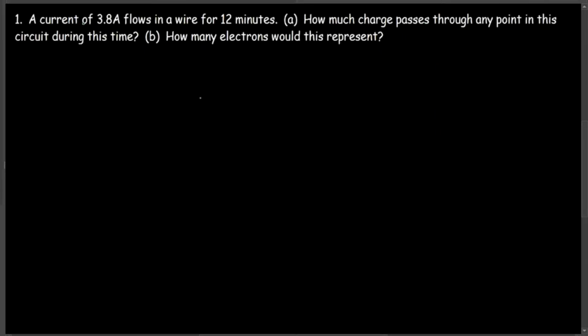Okay, here's the problem. A current of 3 ampere flows in a wire for 12 minutes. How much charge passes through any point in this circuit during this time? So they're asking for the charge, that is Q, and that is A. For the A part, we need the Q, and B, how many electrons would this represent? So for the B part, we have to find the number of electrons.